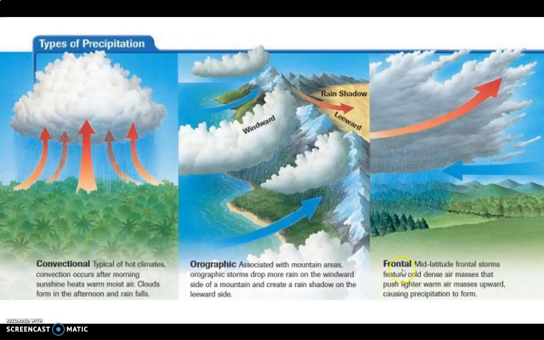Okay, and then finally here with frontal activity, it's trying to show you essentially a cold front moving into, invading an area of a warm front. The warm air is pushed aloft, cools, condenses, rain. And there's convergence as well, used in your textbook. So those are the four mechanisms. Convergence being that the air is colliding in a particular area and has nowhere to go but up. It's certainly not going to go into the ground, so that's what you get.